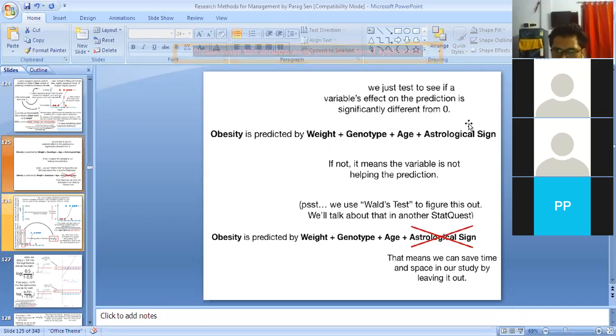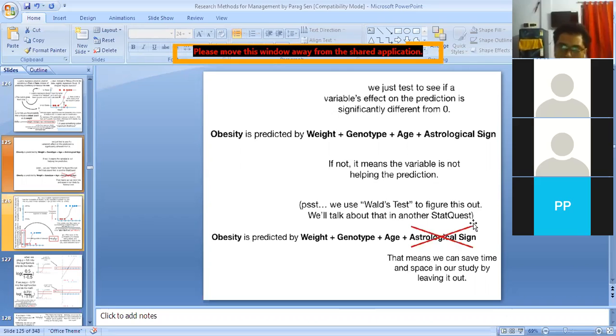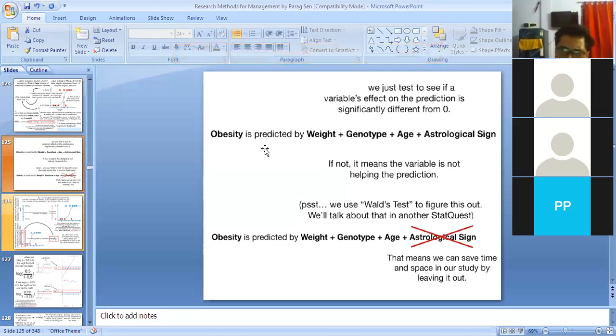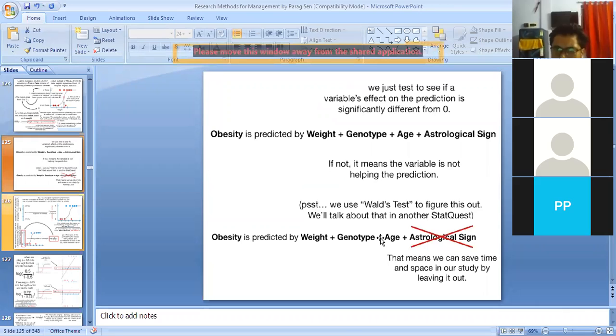I have told you earlier that after performing the test you can find out the p value, and if you find that the p value of some variable is greater than 0.05, you can neglect it. If you also want to do that before performing the regression test, there is another method called Wald's test. This is not really required, because even after finding the coefficients, you can also find out the p values. There is no problem.